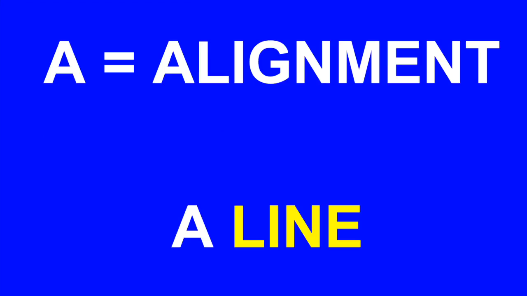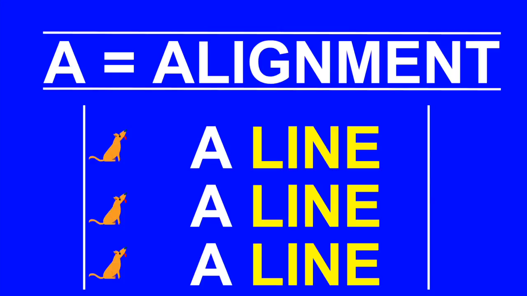The A in CARP stands for alignment. Alignment simply means a line, making sure things are lined up. Our brain likes when things feel right or are aligned. For example, in this picture, all of the dogs are lined up and all the words are lined up. This makes it easy to read.